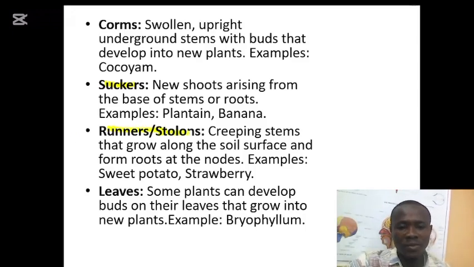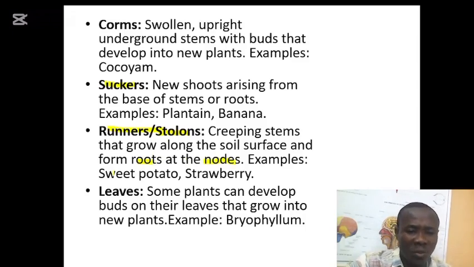And we have the runners and the stolon. Runners grow above the ground and creep along the soil surface. With the stolon, some part of it will be under the ground and some part above, or in some cases all of it will be below the soil. But they may not go right down; they may be just close to the surface of the soil, but under it. And they form roots at the nodes.